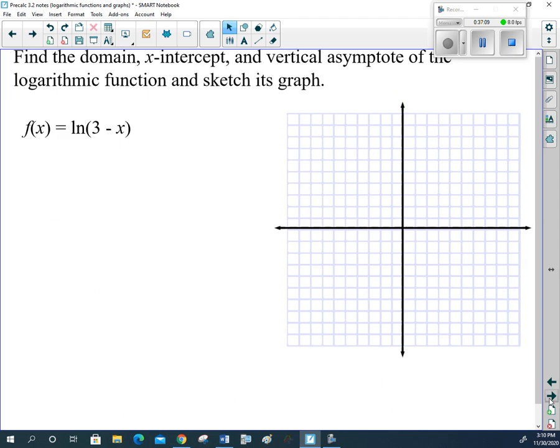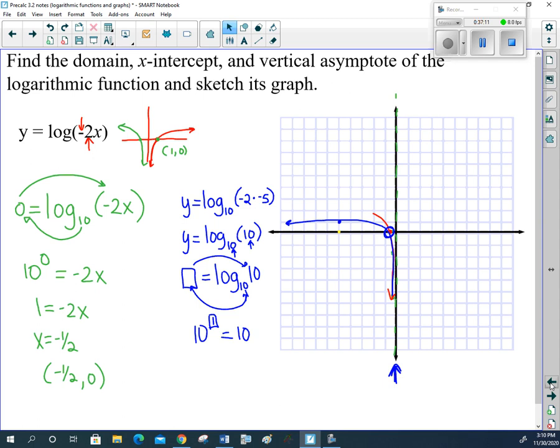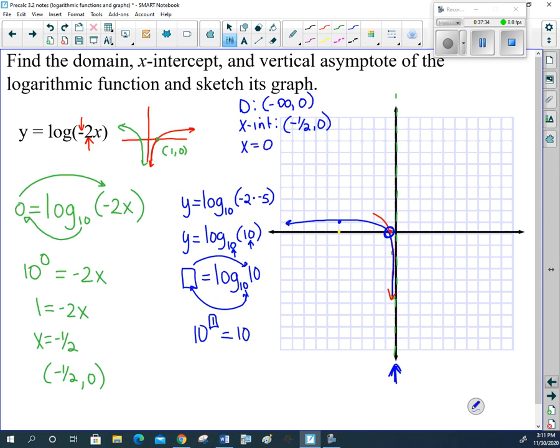Okay, so here we go. It says, oh, did we finish this one over here? Find the domain. We found the domain. Domain is going to be from negative infinity to 0. And we found the x-intercept. We knew that was at negative a half. And our vertical asymptote was x equals 0. And then we made a sketch.